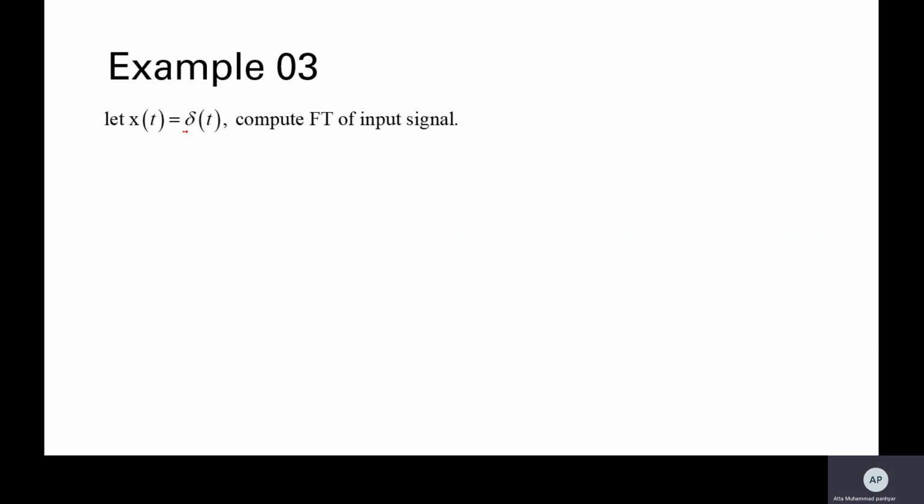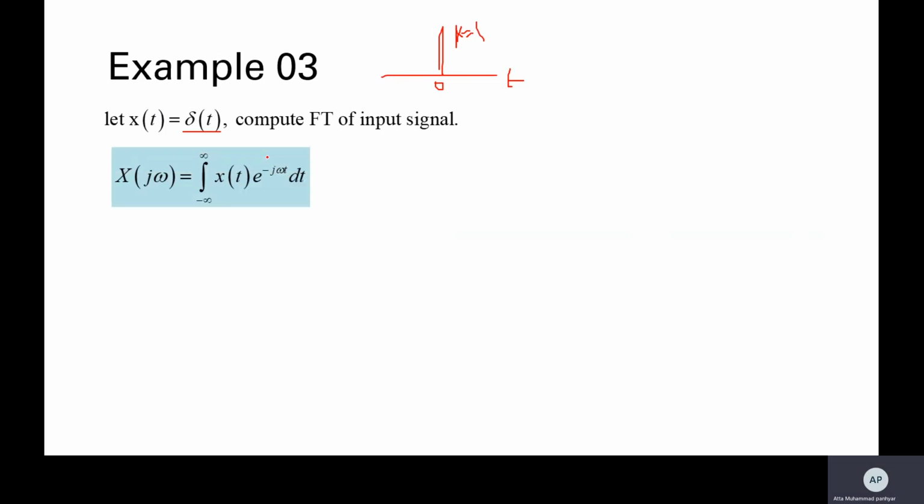If x of t is just an impulse, and an impulse is defined only on 0, its width is 0, its amplitude is infinity, and its area is 1. This is the description for an impulse signal, right? Its area is always 1. Now let us compute its frequency spectrum.